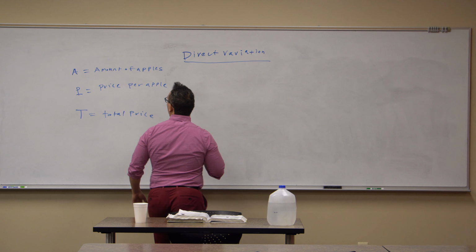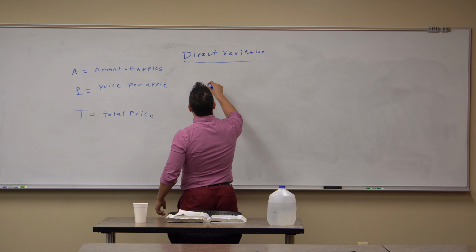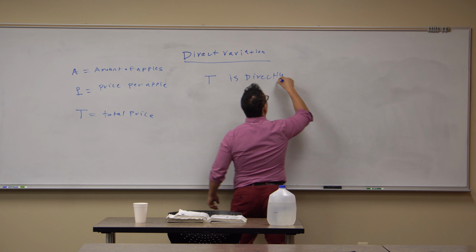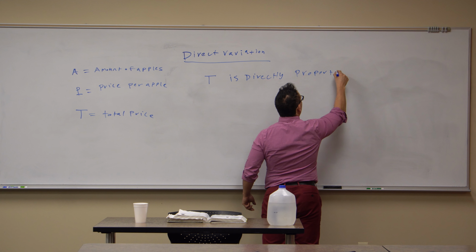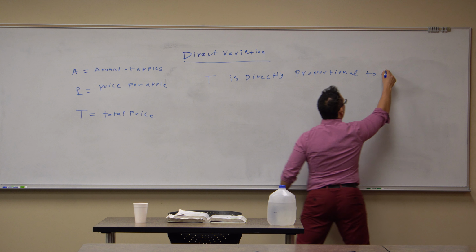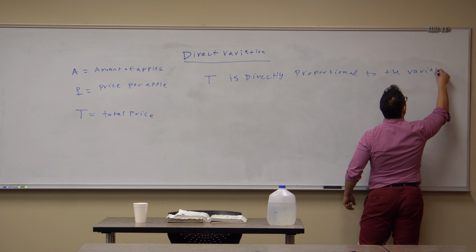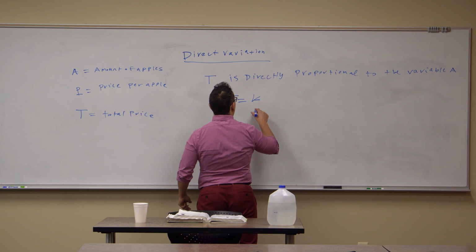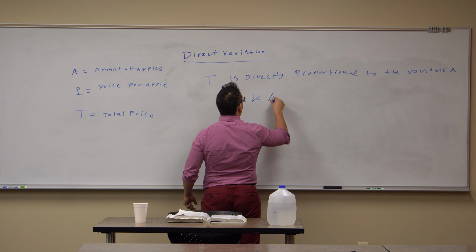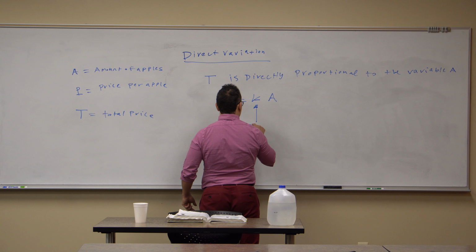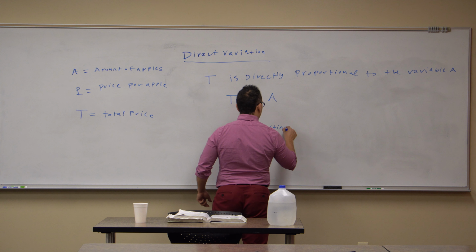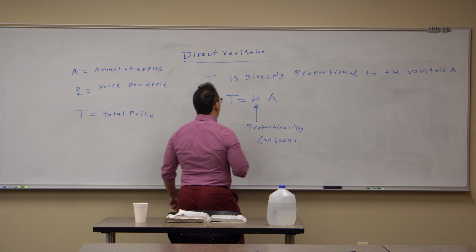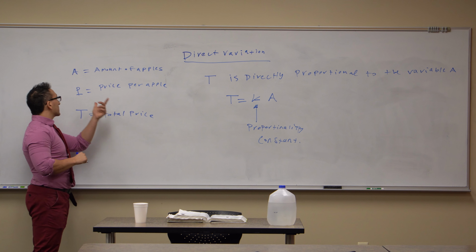We say that the variable T is directly proportional to the variable A. Meaning T is equal to some proportionality constant K times A. K is a proportionality constant. Okay? And in this case, our K is the same as P.